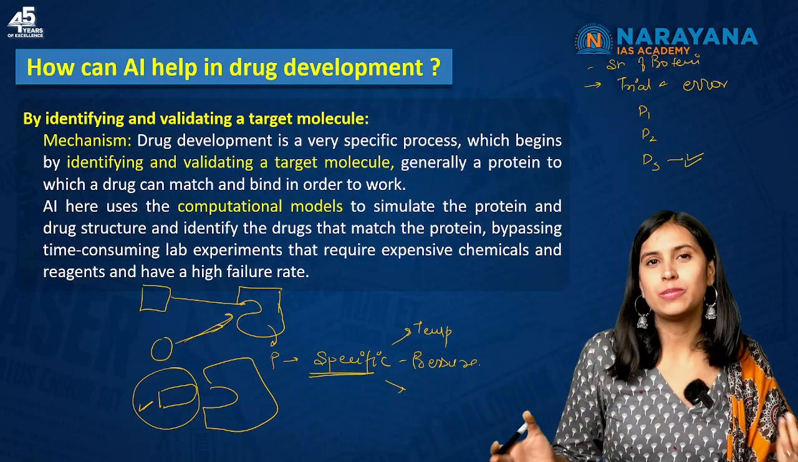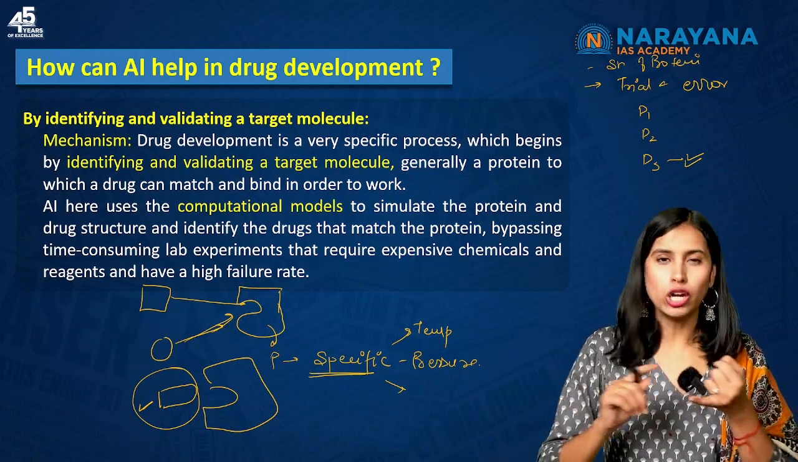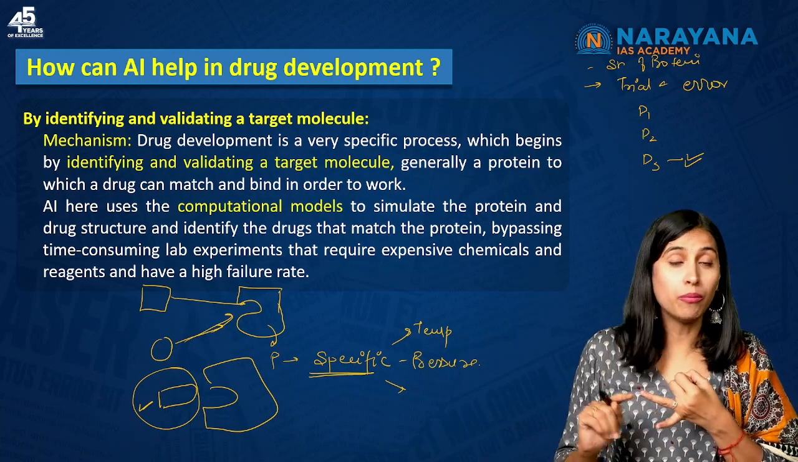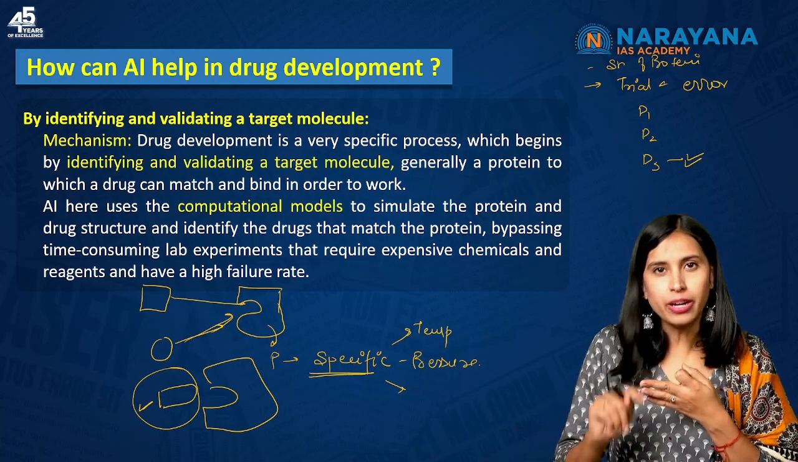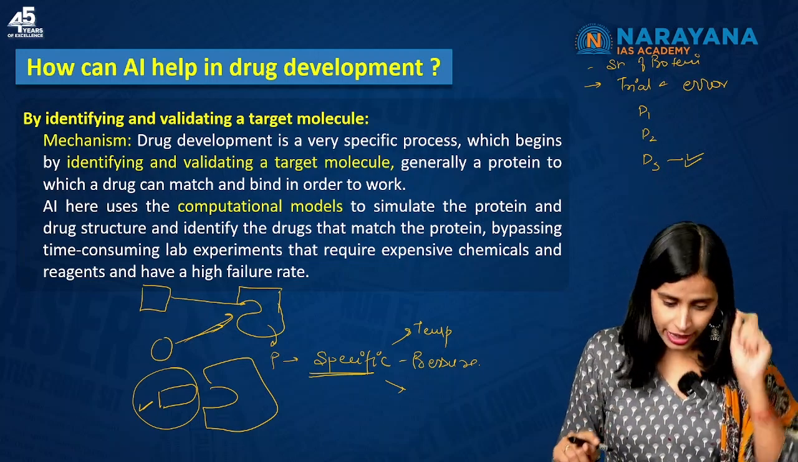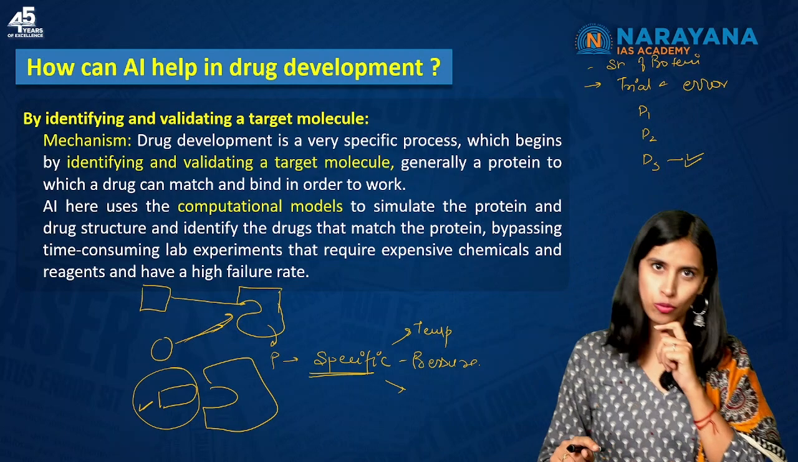The problem with this process was, number one, it required a lot of chemical reagent. Human testing was difficult. You can't do that many human trials. Animal trials already had ethical issues. It was expensive as well. Now, that's where artificial intelligence can help you.